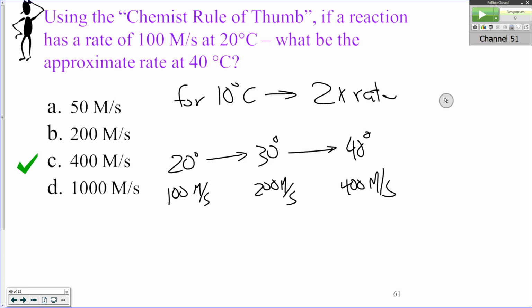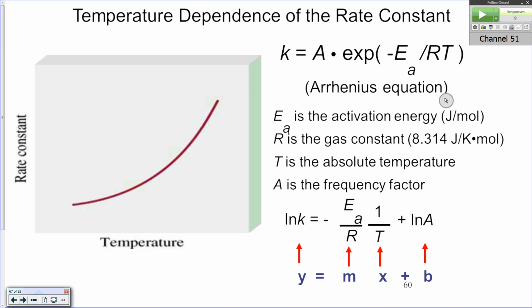Okay, that's how we use the chemist's rule of thumb to determine the influence of temperature just roughly on a system. Now we're going to learn how to use the Arrhenius equation to do this in a much more quantitative way so we can know exactly how it would change per degree. So, question on that? That's a probable test question too. If you start looking at the old tests, you're going to see some stuff like that.